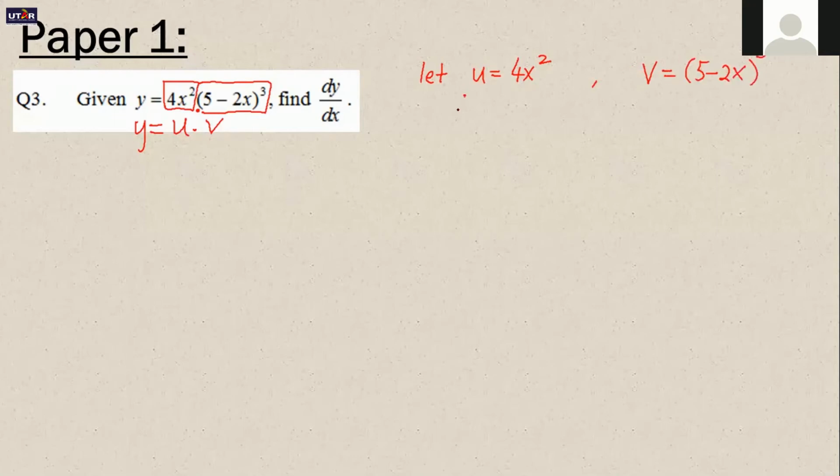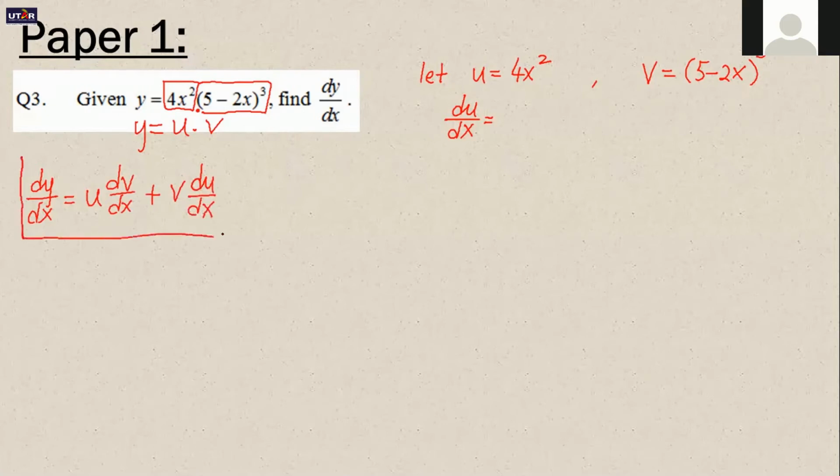So I would like to find du over dx. Because according to the product rule, dy over dx is equal to u dv over dx plus v du over dx. So this is the product rule. So I have u, I have v. Now I need to find dv over dx and du over dx. Differentiate the function u with respect to x: keep the constant, differentiate x squared, we have 2x. So that's why we have 8x.